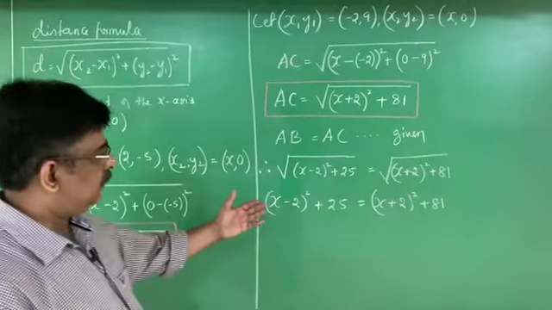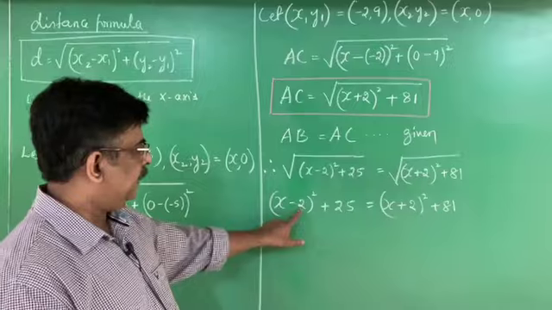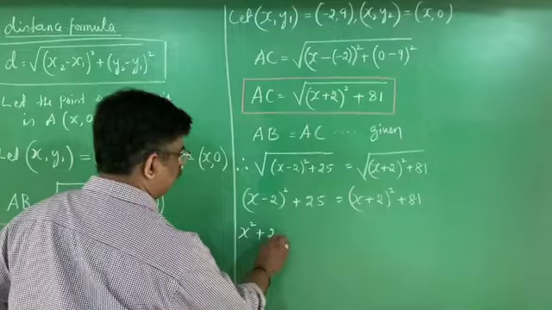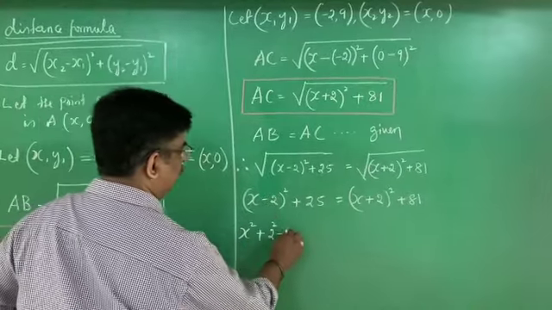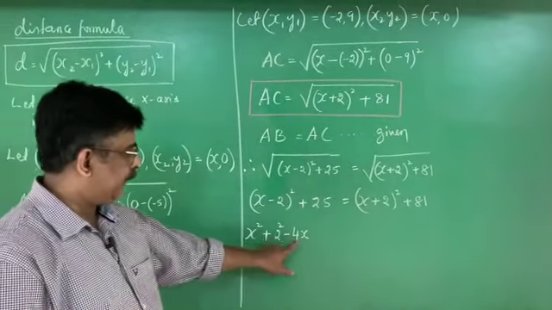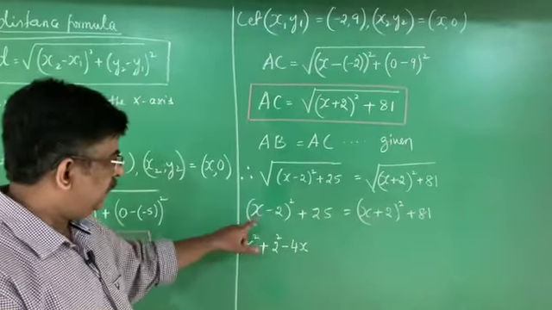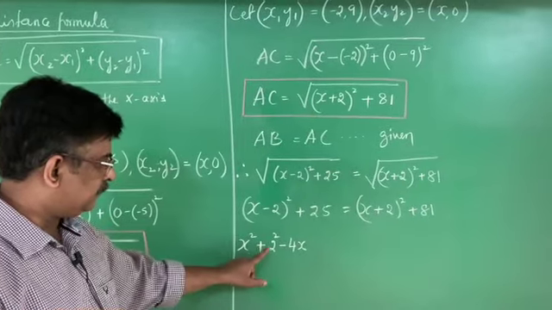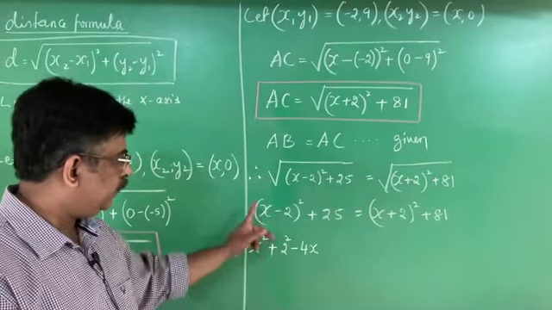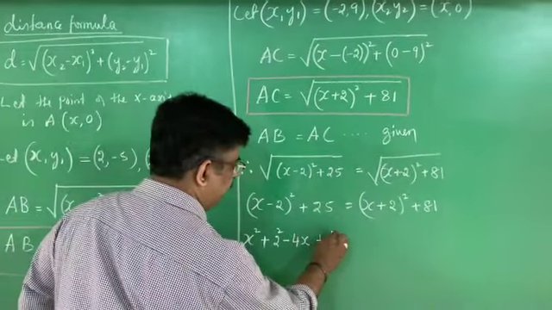Now we have to use the identities for (a plus b) whole square and (a minus b) whole square. Try to understand how I got the 4x. It is the 2ab term. Fifth standard: (a minus b) whole square is equal to a square plus b square minus 2ab. 2 into a into b, 2 into x into 2, 4x. Plus 25. This is 25.